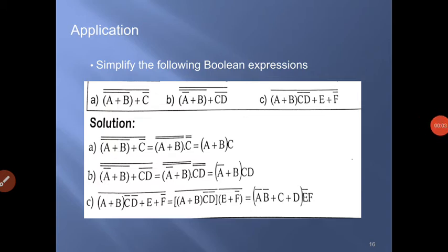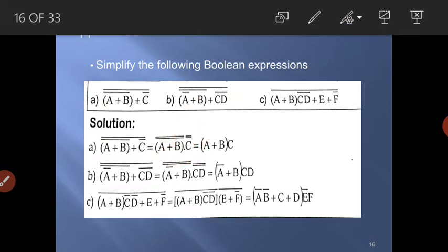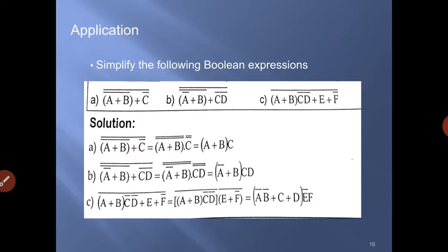Next, we will see the application of the Boolean De Morgan laws and how to minimize the given expression with the help of De Morgan laws. So, take the three examples he has given: simplify the following Boolean expressions with the help of De Morgan laws. If you take the first example, (a plus b) whole bar plus c bar, and then whole bar. So how to simplify this?